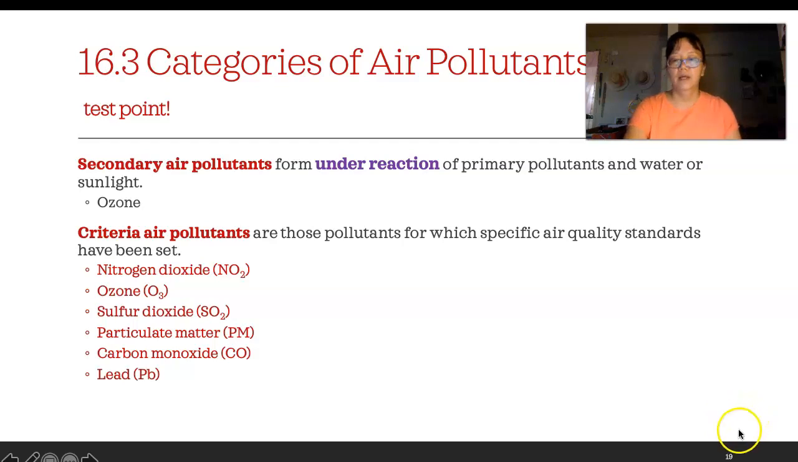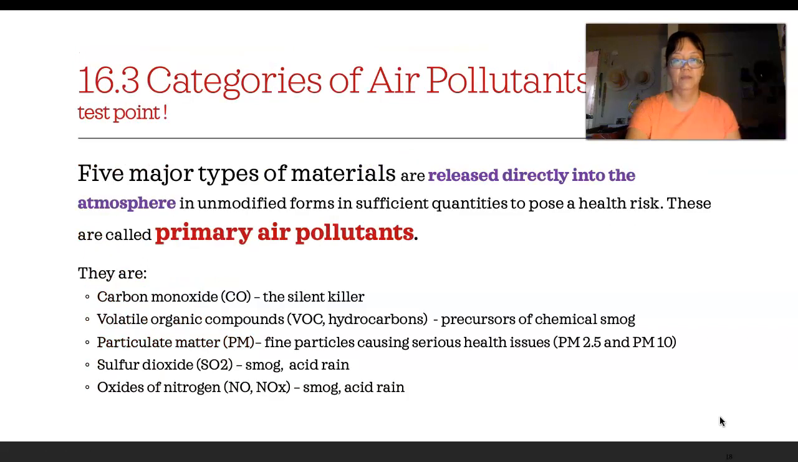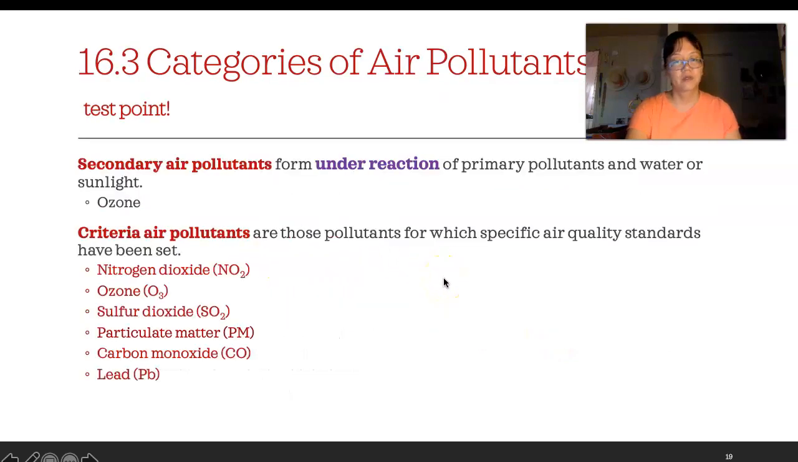Let's go back, because this could be confusing sometimes, so pay attention. So these are the primary air pollutants. What are the secondary air pollutants? Those pollutants form under reaction of the primary pollutants and water or sunlight. One product is ozone. This ozone is different from the ozone sitting in the stratosphere. This is the chemical reaction product of this reaction. So pay attention to the difference.